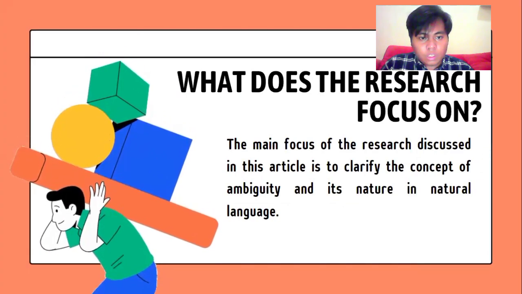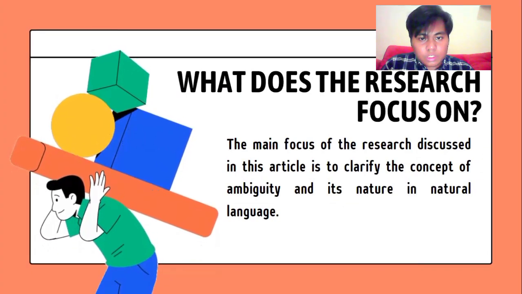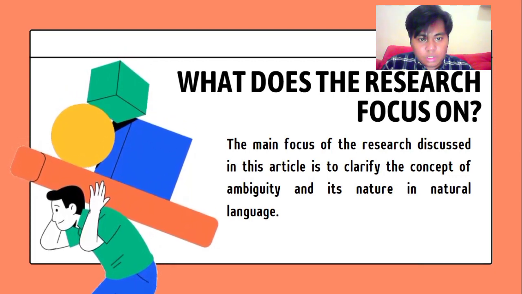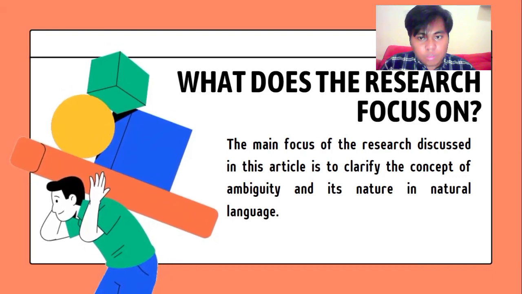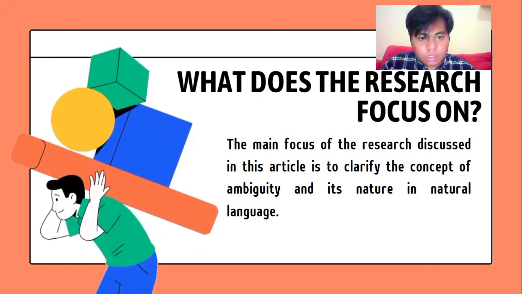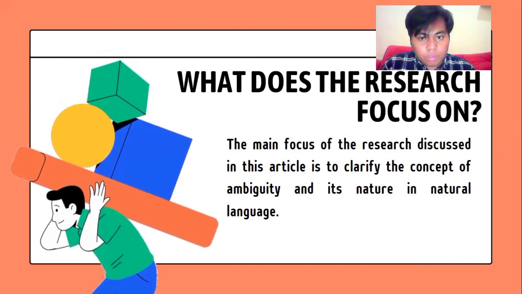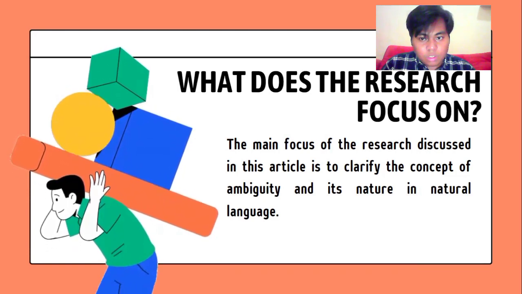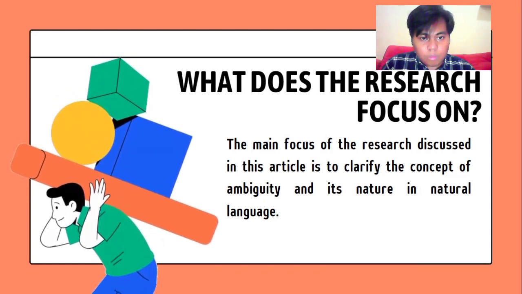What does the research focus on? The main focus of the research discussed in this article is to clarify the concept of ambiguity and its nature in natural language. The article explores the different definitions and approaches to ambiguity and its relationship with phenomena such as vagueness. The article delves into different views on the nature of ambiguity, its historical context, and its role in communication.